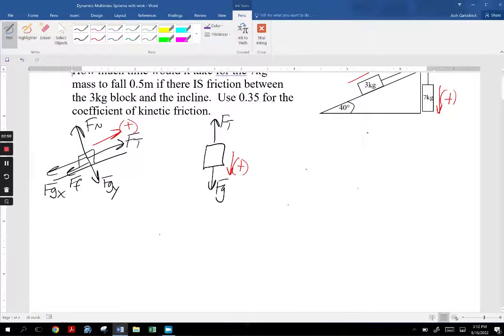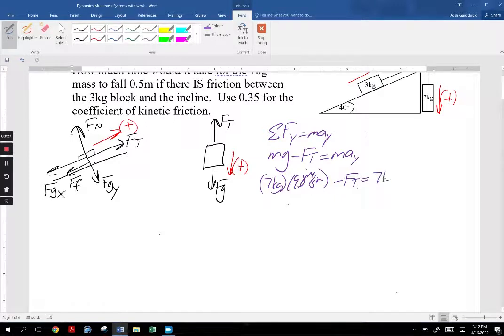For the 7 kilogram mass, I will sum the forces that cause this mass to accelerate. Technically, it's the y-axis, but we have mg down minus FT up equals ma_y. Again, gravity is down. So what I'm going to do here is I'll throw in some numbers. 7 kilograms times 9.8 meters per second squared, minus tension equals 7 kilograms times acceleration. Not much we can do. We have tension and the acceleration.